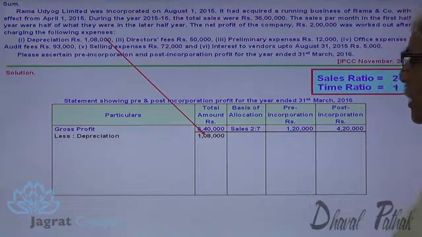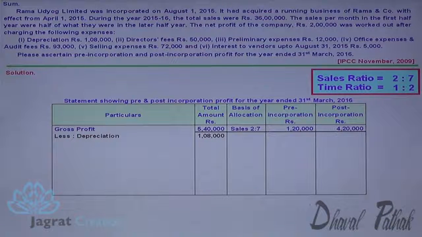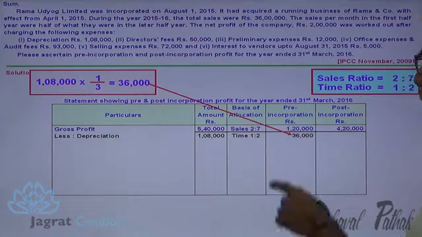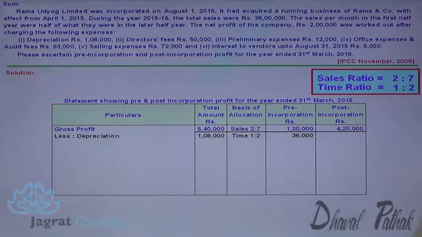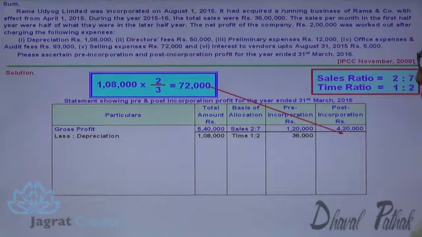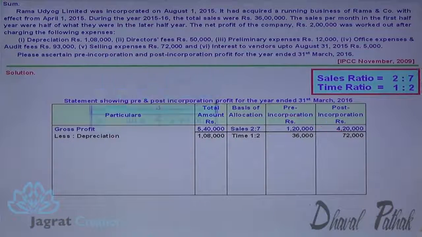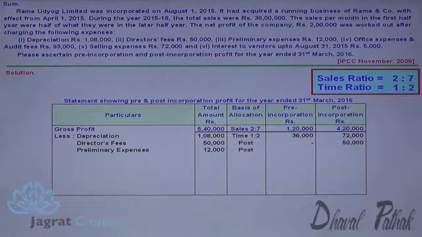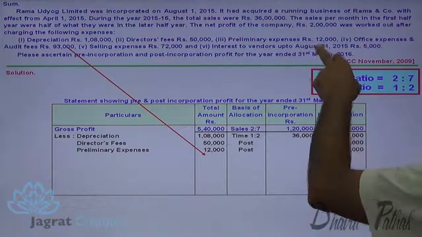Depreciation is distributed on the basis of time. Time ratio is 1:2. So 1,08,000 into 1/3 pre-incorporation, 36,000. Post-incorporation 1,08,000 into 2 by 3, 72,000. Then comes next director fees, post-incorporation expense. Preliminary expenses, written off, so it's post-incorporation.